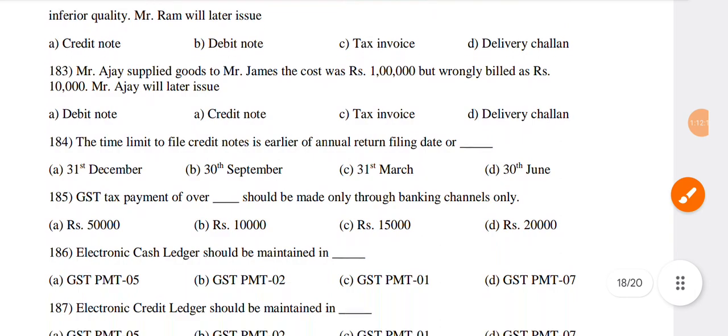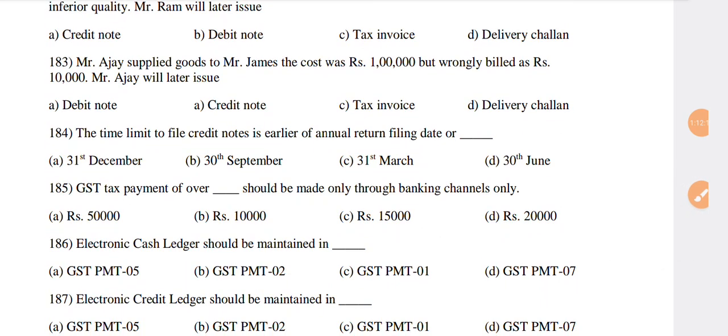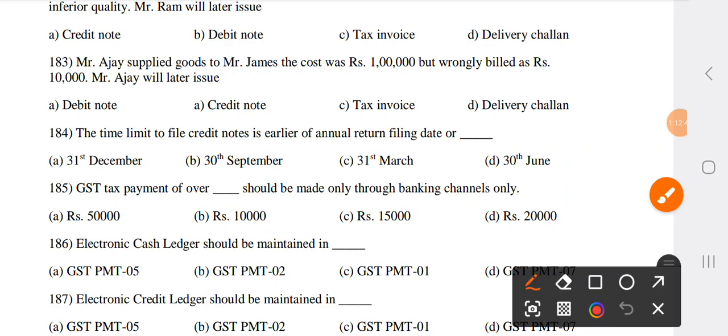Next question. Mr. Ajay supplied goods to Mr. James. The cost was rupees 1 lakh but wrongly billed as rupees 10,000. Mr. Ajay will later issue option A, debit note; B, credit note; C, tax invoice; and D, delivery challan. The correct option is A, debit note.